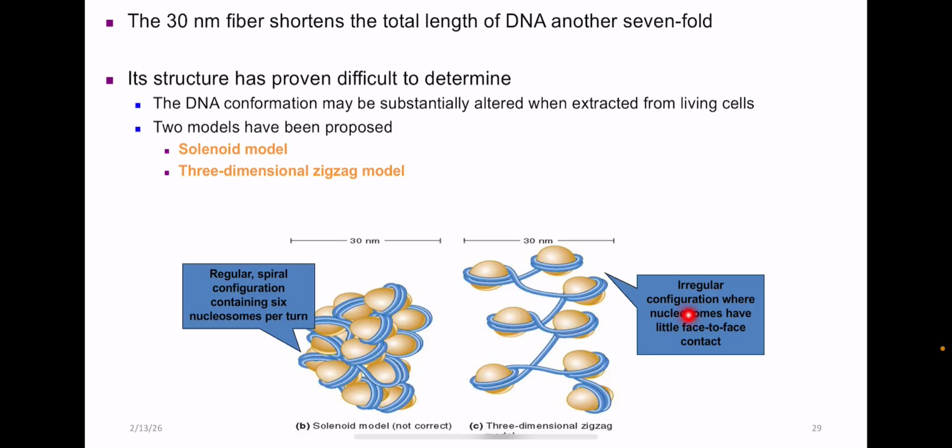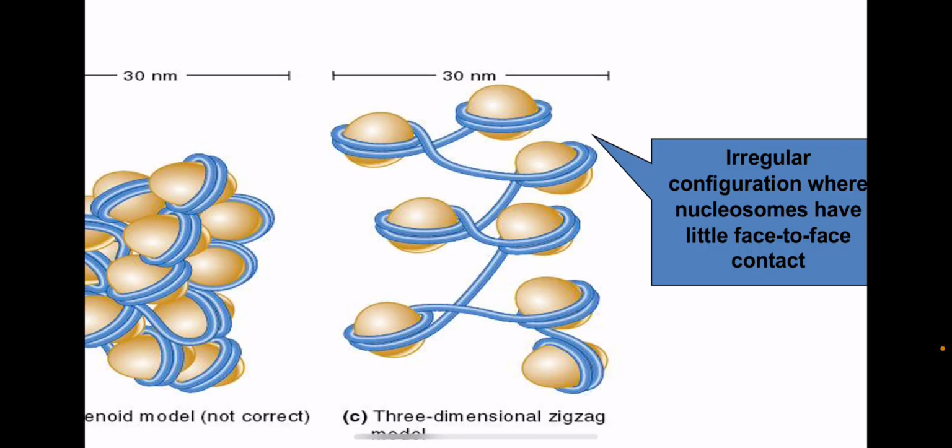This is an irregular configuration where nucleosomes have little face-to-face contact. But they are brought together with the help of histone 1, the H1 protein. So this is your 30 nanometer fiber. This is a nucleosome, this is a nucleosome, this is a nucleosome. Each one of them individually is the first step, that's the 10 nanometer fiber. But when they are brought together, they are compacted further into a 30 nanometer fiber.